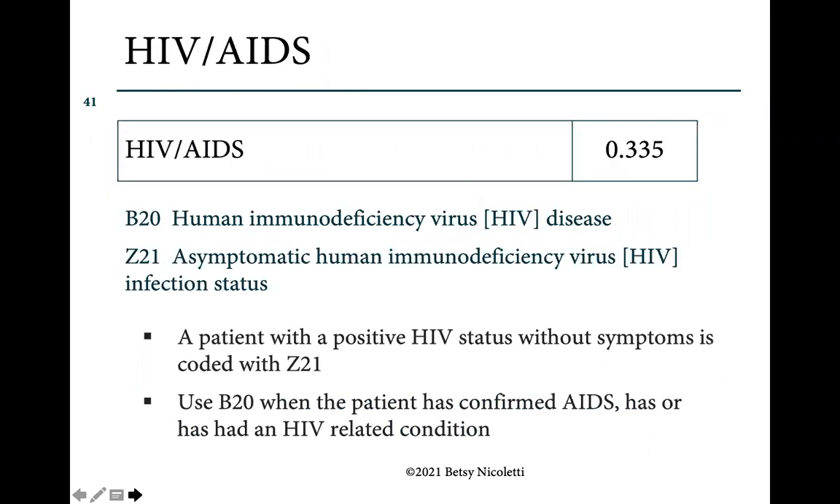HIV and AIDS, both B20, human immunodeficiency virus disease, and asymptomatic HIV are in the same category. They carry the same risk score. So for a patient with positive HIV status without symptoms, we use Z21. It has a risk-adjusted factor. A patient who has confirmed AIDS or who has had an HIV-related condition, we switch to B20.